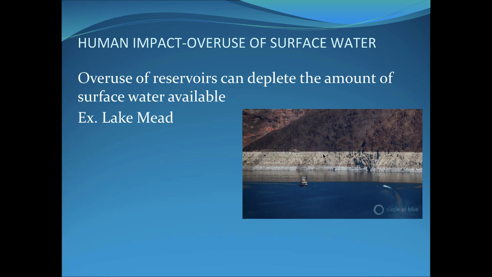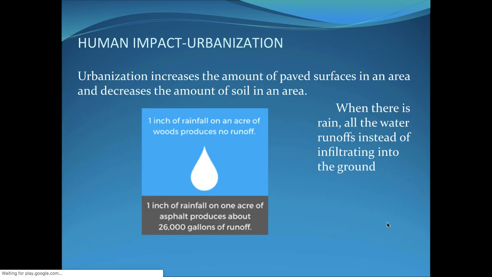So this is kind of like a bathtub ring. Water level in Lake Mead used to be up here. And to give you some scale, this is a little boat right here. This is about a 30-foot drop that they've seen. So there's a real concern as to how they are going to have enough water for everybody who lives in Las Vegas and the surrounding areas.